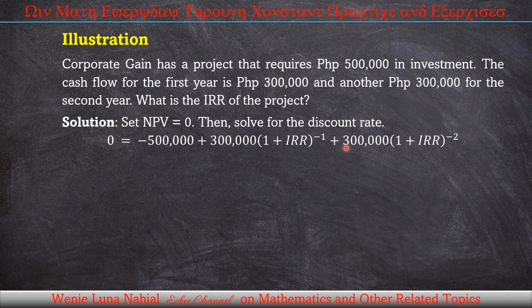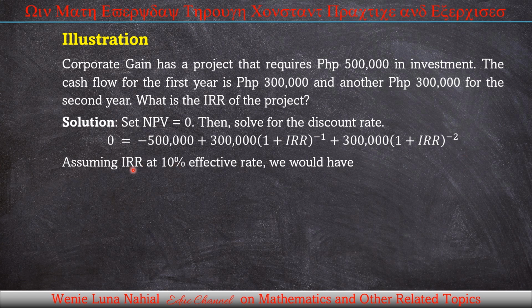So we have to apply what we've learned in the lesson, net present value. So you have negative 500 because that is the investment, no? That is the investment the company or the corporation has to make. So it is the amount that will be taken from the treasury or from the company. Then plus 300,000 times the quantity 1 plus IRR raised to negative 1. This is for the first year. Plus 300,000 times the quantity 1 plus IRR raised to negative 2.